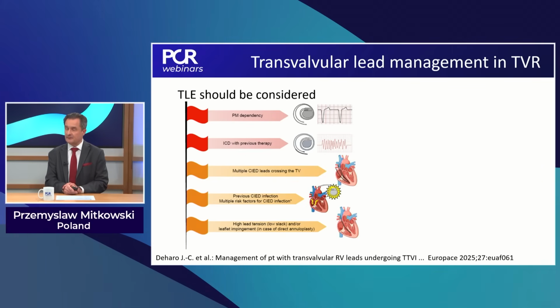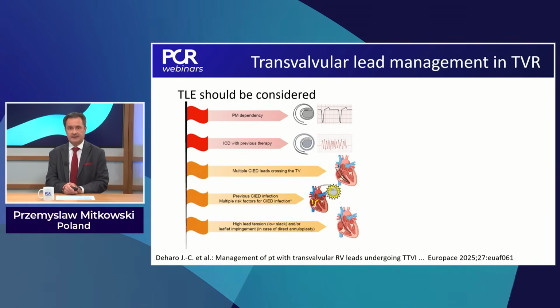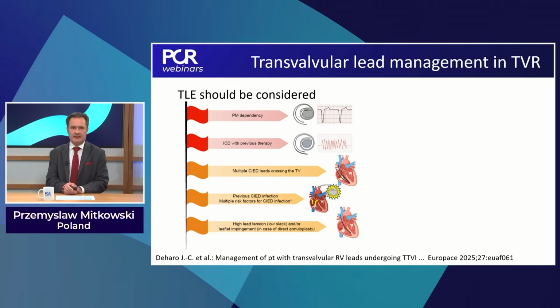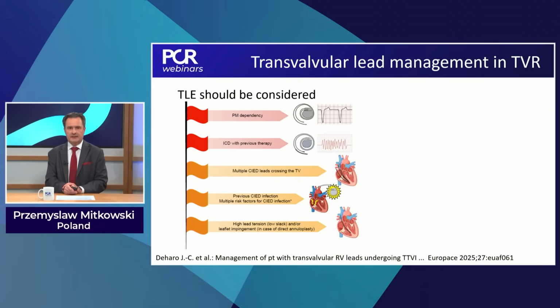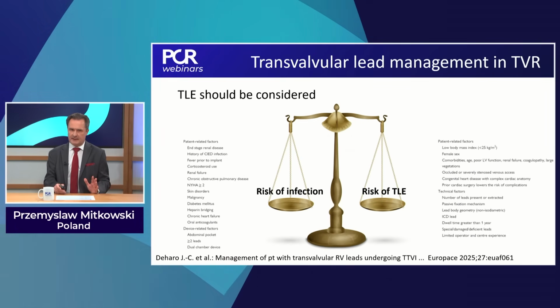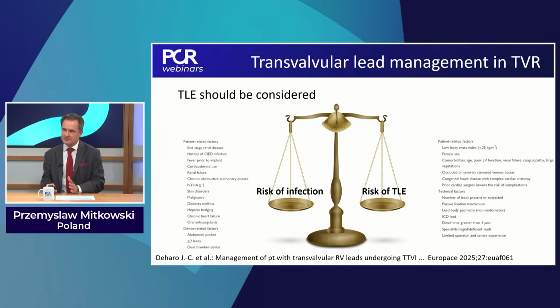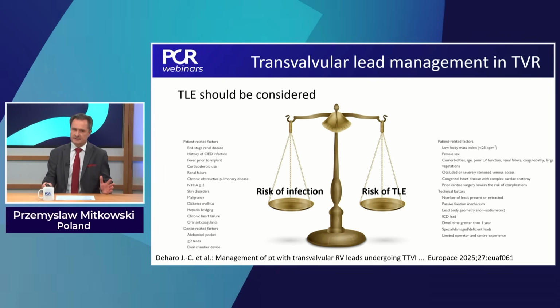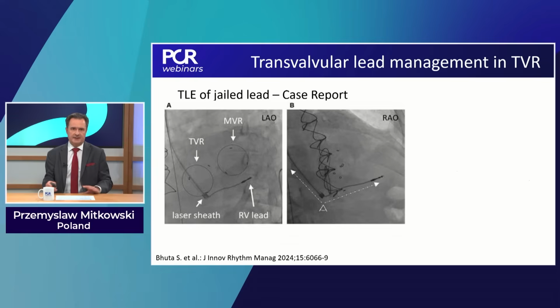Previous infection is a very important factor, because the likelihood of the next infection is relatively high. Also highly tensioned leads, so low slack, and leaflet impingement in case of direct annuloplasty. So we have to balance the risk of the extraction procedure and the risk of infection. Even less pronounced lead malfunction matters, because we can introduce another lead.